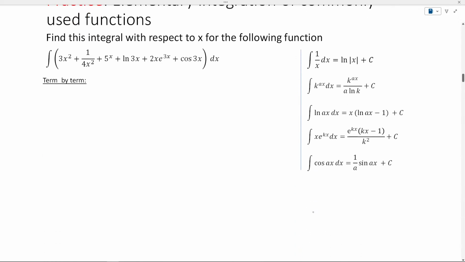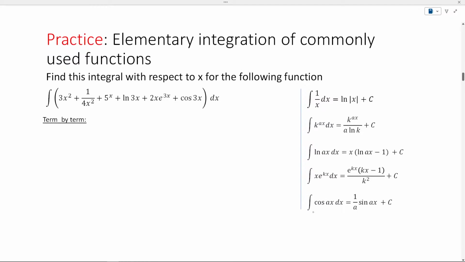Okay, let's do more practice here. So I'm giving you all this and I'm telling you integrate this. Let's just integrate it term by term, yeah? You can say this is A, you can say this is B, and then you add it all together, yeah? Okay, so let's just integrate it term by term.